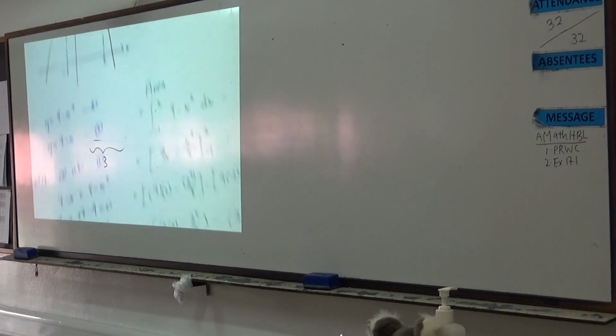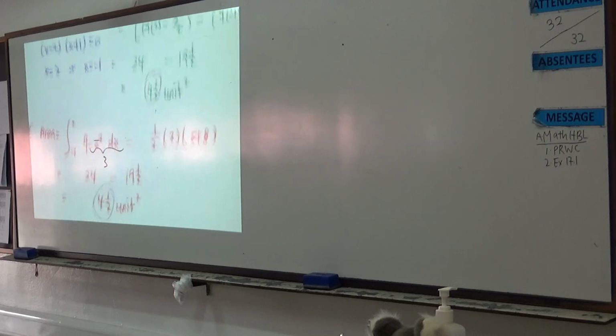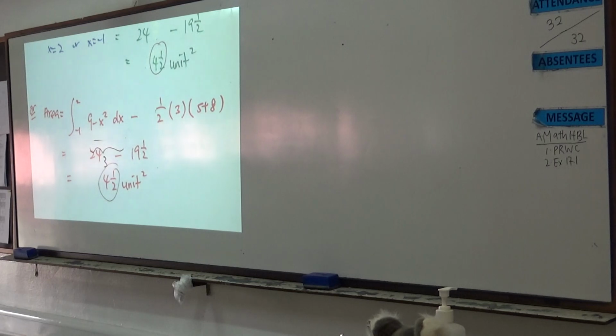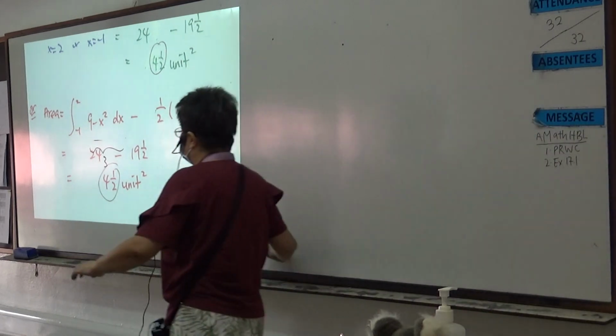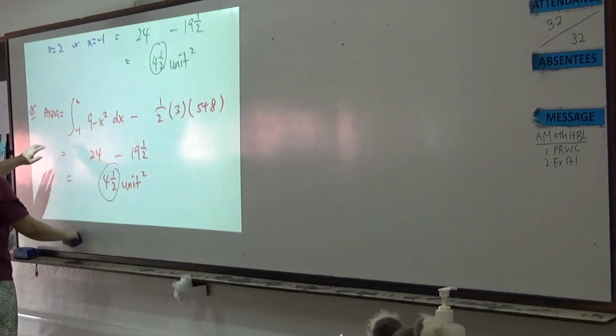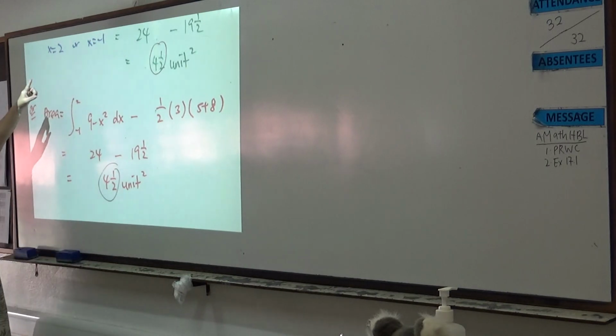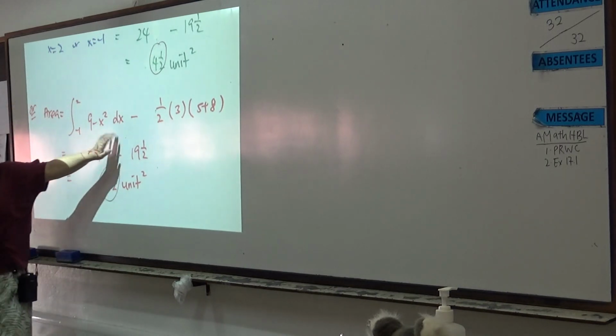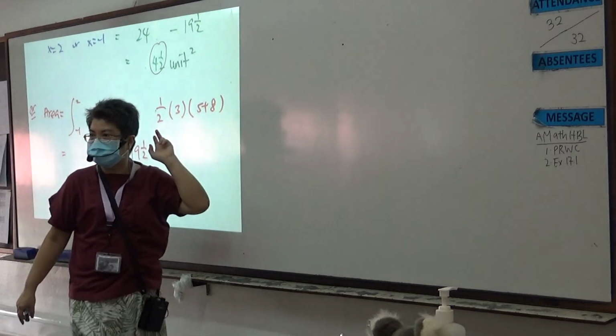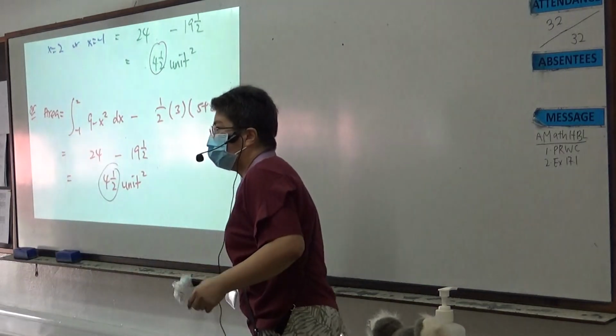Can you see the red color one? I will also get the same answer. I integrate this. I didn't integrate it again because I already integrated it on top. Then I minus half times 3 times the sum of parallel sides. I will also get the answer.